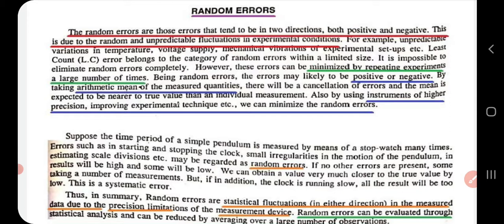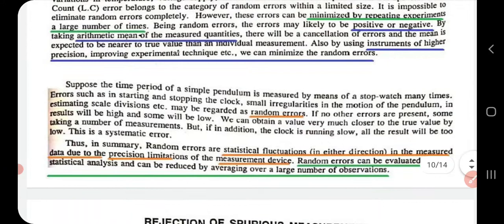All these random errors we can minimize by repeating the experiment a large number of times. As I said, it can be either positive or negative. So by taking the arithmetic mean of the measured quantities, these errors will get cancelled, and after that you just take the mean. Then that mean value will be almost close to the true value that we are supposed to get. In order to avoid random error, you can also use instruments of higher precision, or you can use an improved experimental technique.